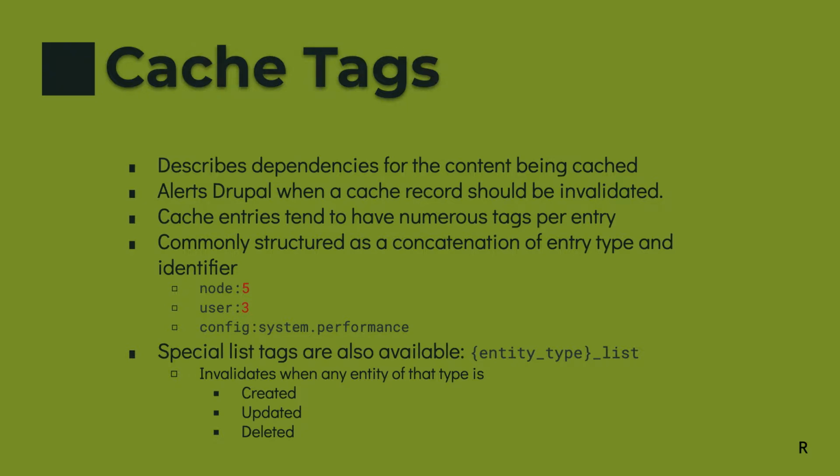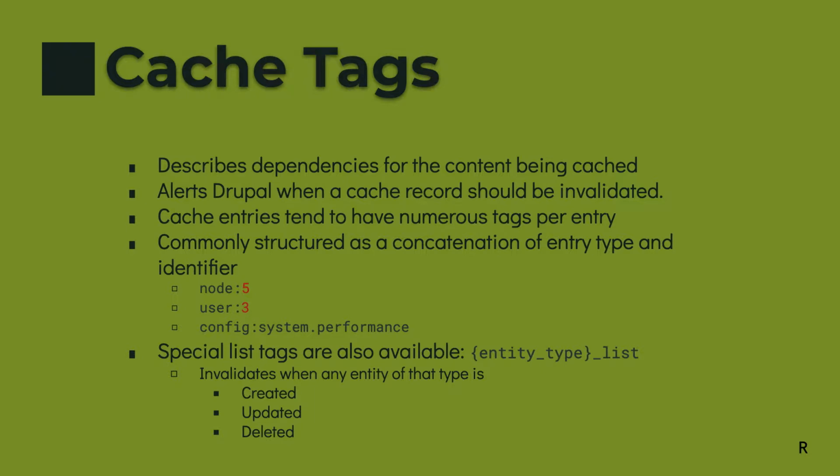So the idea is that tags will tell you specifically the items that are within it, and that lets Drupal, when it identifies that something changed, know which records it needs to invalidate. For example, a lot of the cache tags are structured in a format of the type of entity and the specific identifier for that entity, so that makes a unique string to look up each of the entries.